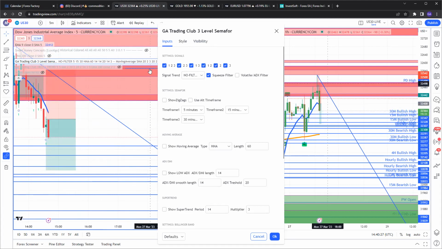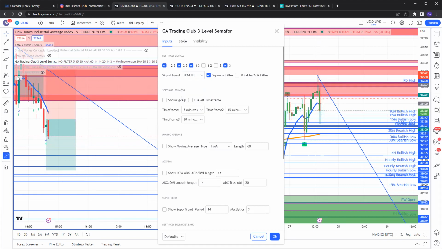So all 1, 2, 3, 4, 5, 6, you can have all 6, but for me, based on a lot of back testing, I found like level 2s by themselves and level 2s and 1s by themselves, they are not that probable. Okay, under signal trend, we do have filters. So you can either have no filter, you can filter by super trend, you can filter by moving average, you can filter by super trend and moving average.